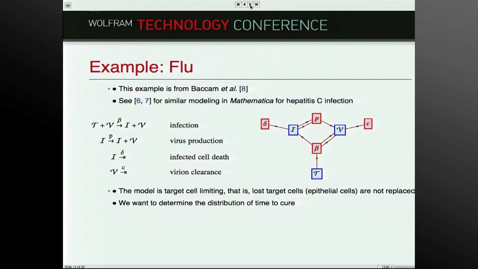Okay. The next example I want to show is flu infection in an individual. Here we have healthy cells and virus. The virus infects the healthy cell and forms an infected cell. The infected cells produce more virus, and the infected cells die and the virus dies. So that's the basic model, and here's the graph for it.